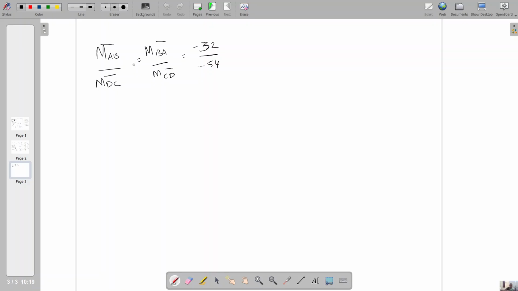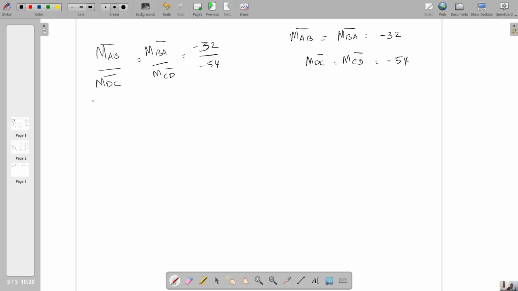So if you compare these values, you can take MAB, the fixed end moment value for MAB bar, MBA bar, which is equal to minus 32, and MDC bar and MCD bar equal to minus 54. So you take this fixed end moment value for the sway analysis. Okay, with this we are going in the right direction.